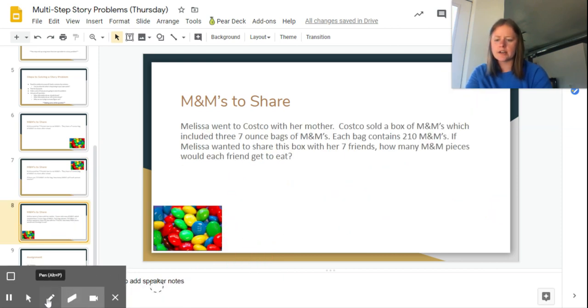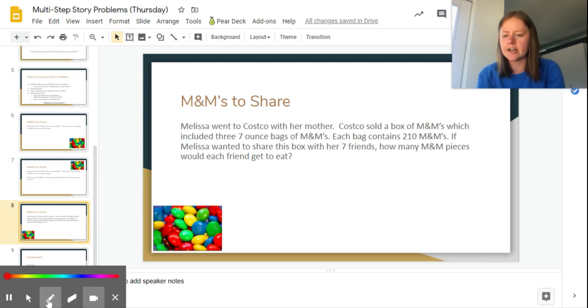Okay, so next question. This is kind of just a challenge problem, if you want to call it that. So it says Melissa went to Costco with her mother. Costco sold a box of M&Ms, which included 3 7-ounce bags of M&Ms. Now, if you remember, each of those 7-ounce bags contains 210 M&Ms. If Melissa wanted to share this box, that box including 3 bags of M&Ms, instead of just the 1 that we figured out before, with her 7 friends, how many M&M pieces would each friend get to eat?